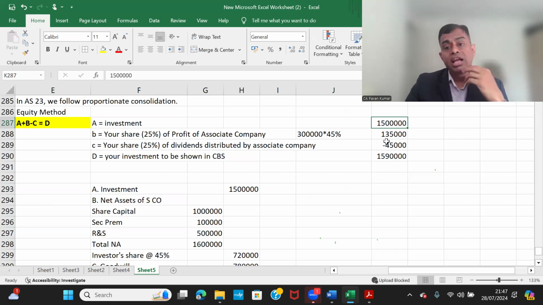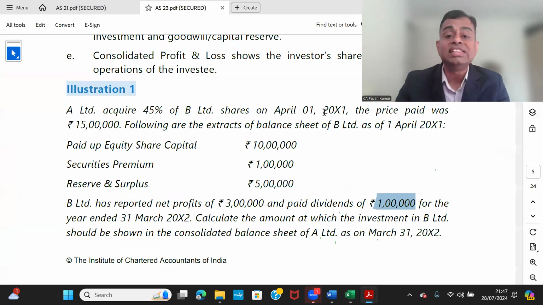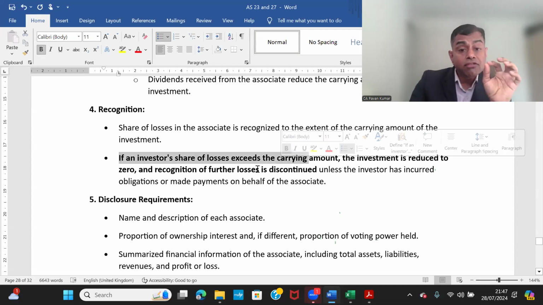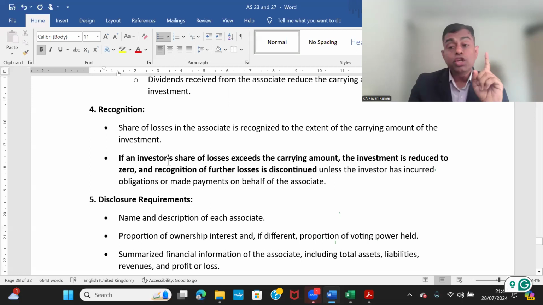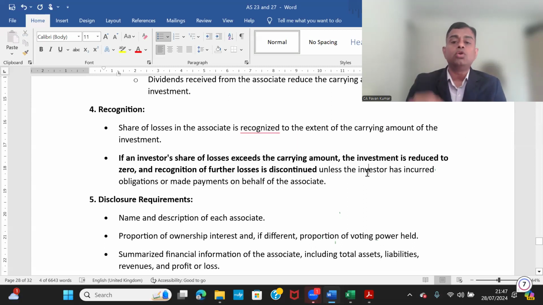But if it is 1 crore, can I write plus 15 lakhs minus 45 lakhs is equal to minus 30 lakhs? Can I write that? The standard says no, put it to 0. If an investor's share of losses, we cannot use the word parent company here because you are not parent, you are only investor. The investor's share of losses exceeds the carrying amount. Carrying amount is 15 lakhs, but your share of loss is 45 lakhs. Then what to do? Write investment to 0.